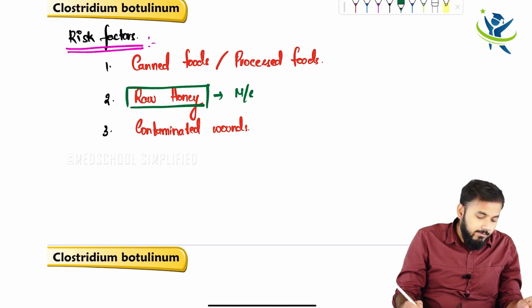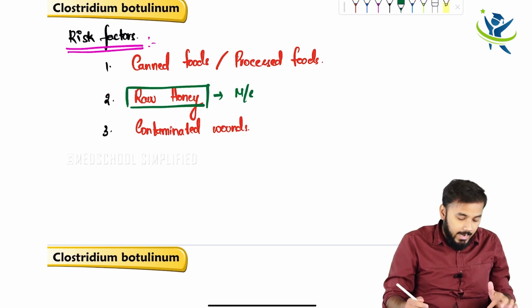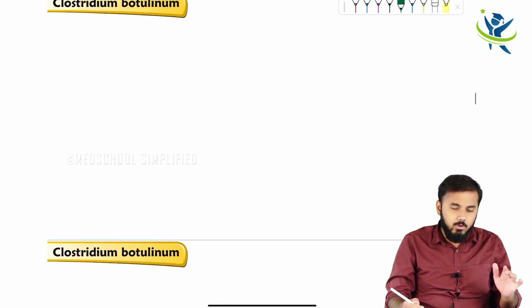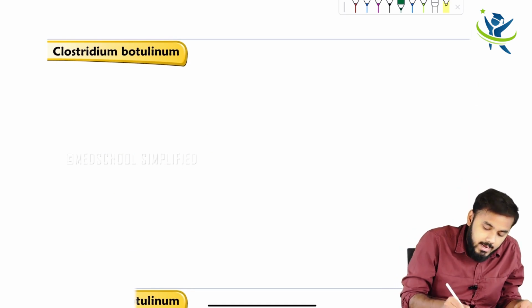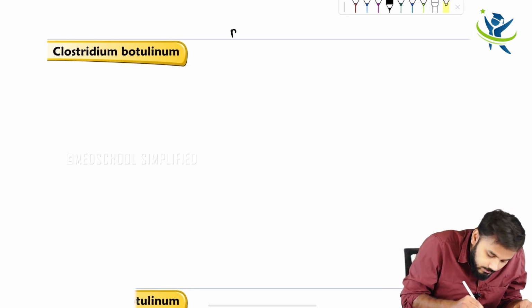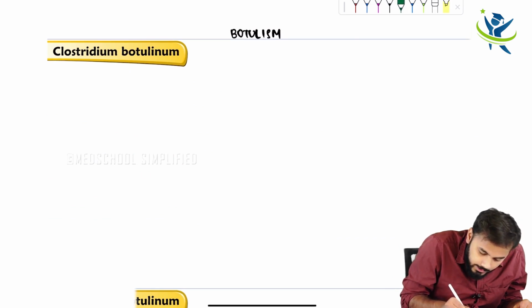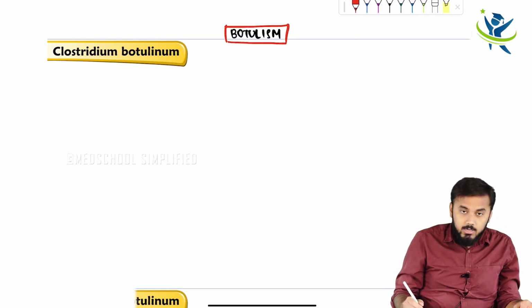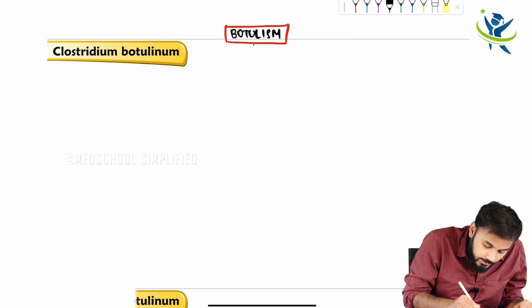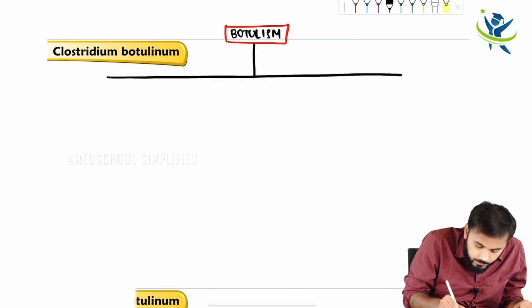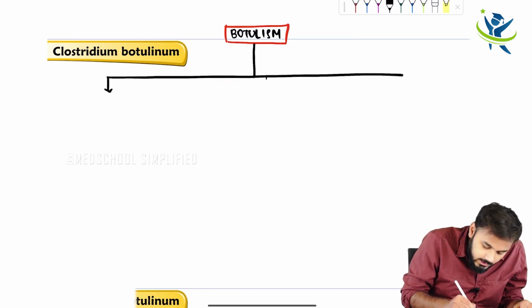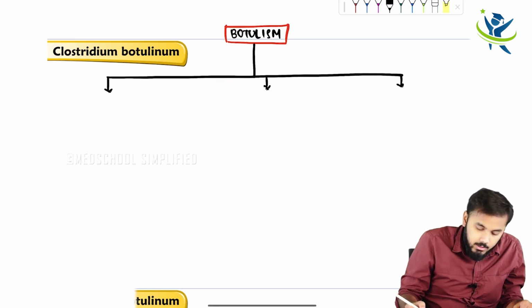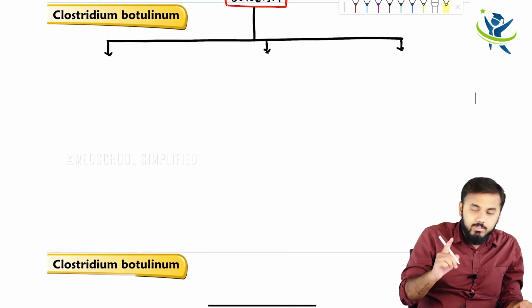Now, after the risk factors are done, let us enter into the real part of the topic. The real part of the topic is this botulism, right? How many types is it of? Botulism is basically of three types, guys. Let me write it down. Botulism is basically of three different types. Now what are these three different types?